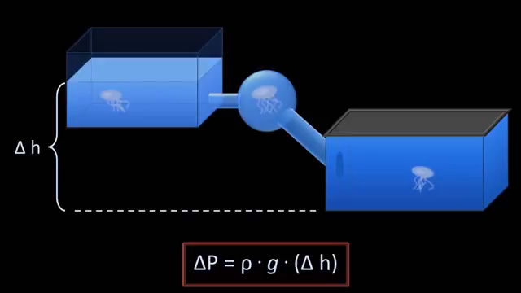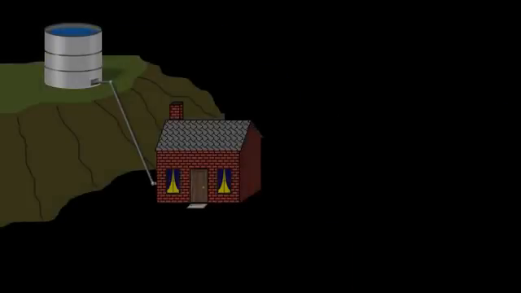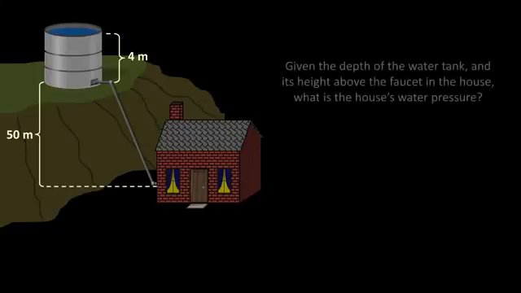Let's look at a quantitative, real-world example of hydrostatic pressure. We have a house at the bottom of a hill, which gets its water supply from an open, unpressurized water tank at the top of the hill. The water tank is 4 meters high and full, and the base of the tank is 50 meters above the level of the house's faucet. Given these distances, what is the house's water pressure?